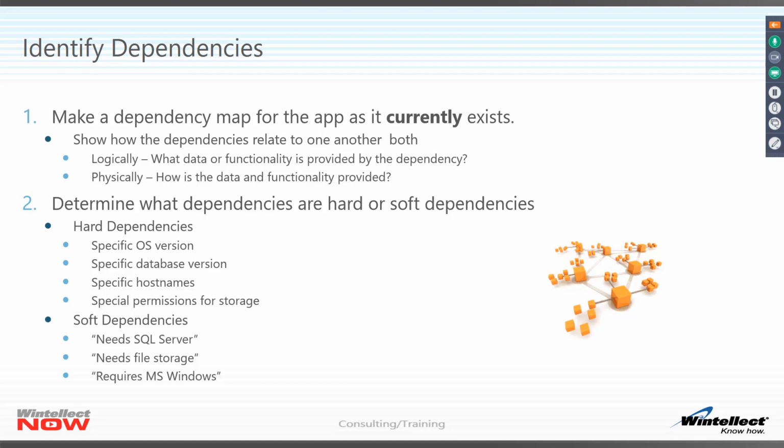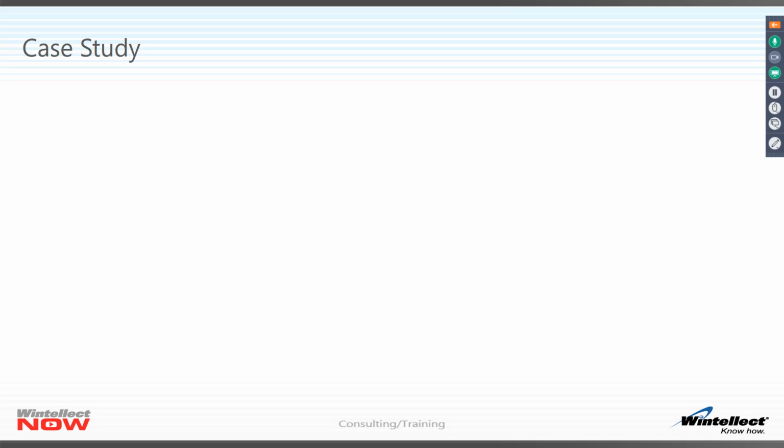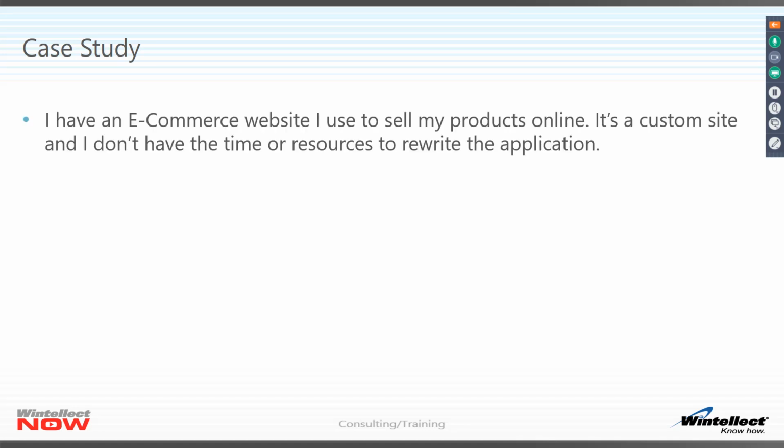Now, I'll show you examples of these as I work through an example, which I think brings me to my case study. I'm going to use this as a running demo or running discussion to show you what I'm talking about when I'm talking about these 5 steps to modernizing an application. So let's say for this instance, I have an e-commerce website and I used it to sell products online.